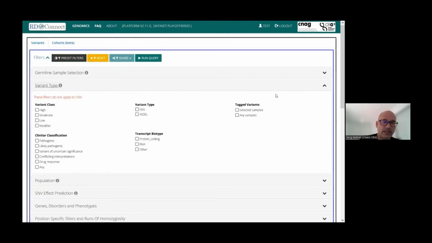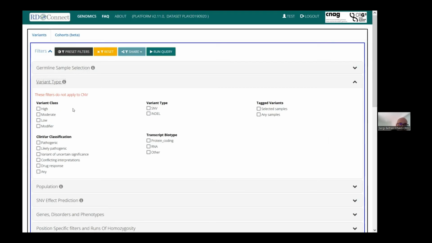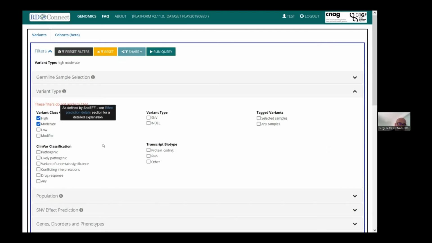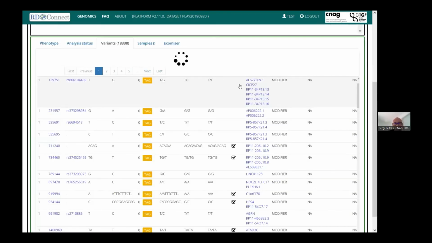So I'm going to look at variants which have a high or moderate effect, which means that they are predicted to have some sort of effect on the protein. If they are low or modifier, in principle, they are synonymous changes or things that might not have an effect on the protein at all. We'll start by being a bit restrictive and look for things that might be changing the protein. Okay, and I'll run the query again.